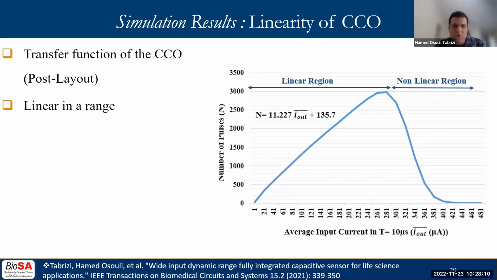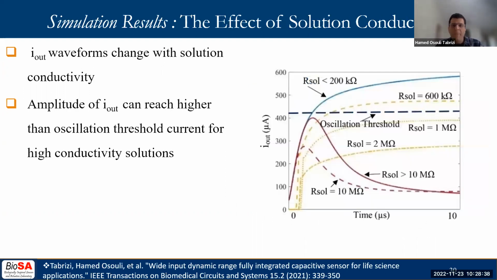Moving forward to characterizing the CCO, another post-layout simulation is shown here. The curve shows the number of pulses that the CCO creates in the 10 microsecond measurement window with respect to the average of the input current. A linear region is observed, then the number of pulses decreases in a nonlinear fashion and completely dissipates for larger values of input current.